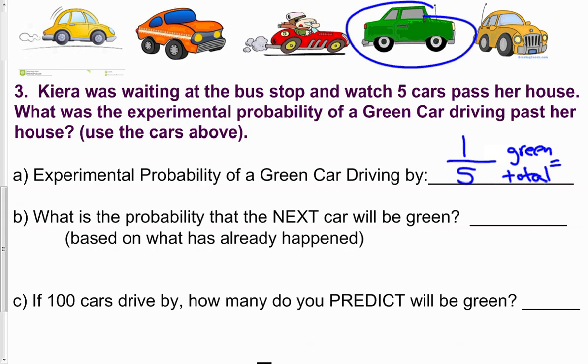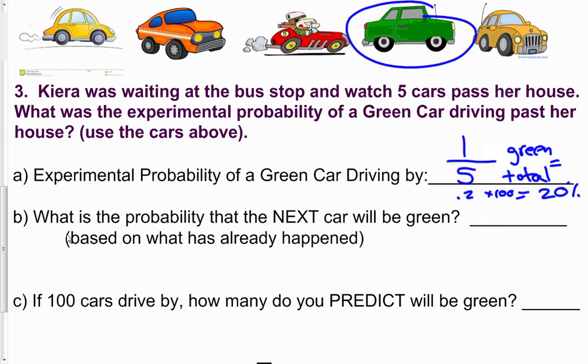Let's change that to a percent. So I would do 1 divided by 5, which gives me 0.2, and then we do that times 100. So that gives us 20%. So there's a 20% chance that the car that drives by is going to be green. That's what happened in her experiment. So let's look at this next question.